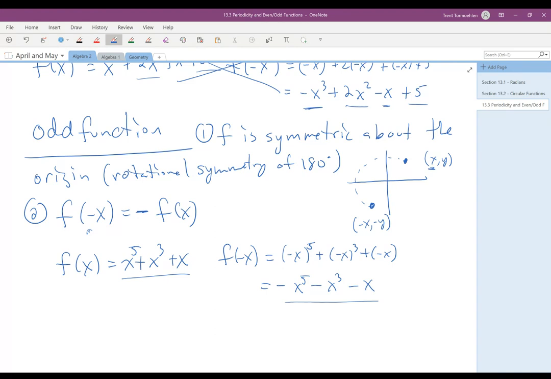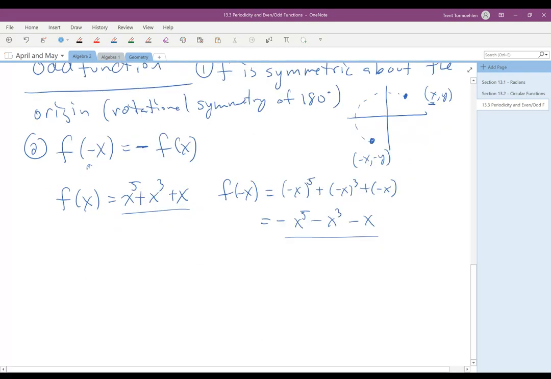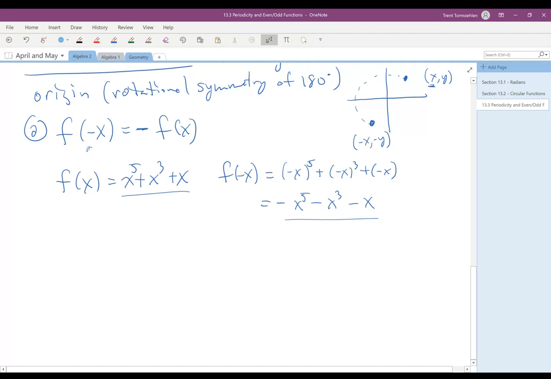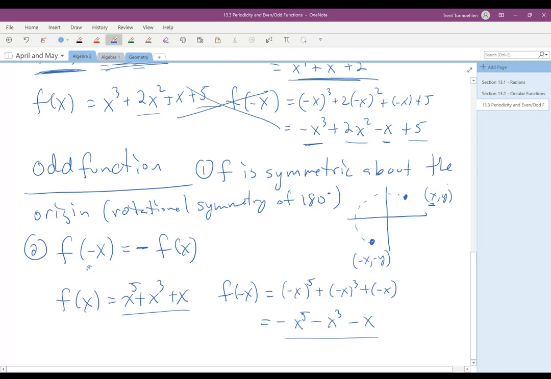So there's going to be two ways that you're going to be identifying if something's an odd function or an even function. And that's going to be most of what you're doing in this lesson, saying, is this an even function? Is this an odd function? One way of doing it is looking at the graph and saying, does the graph have rotational symmetry?